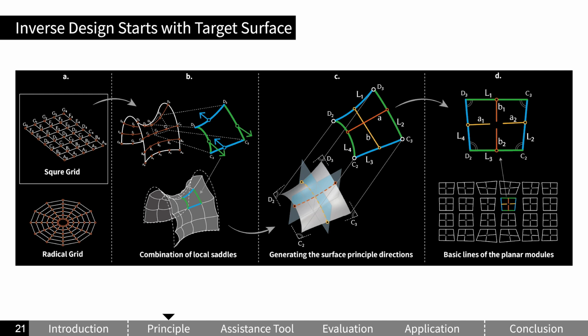Drawing a straight line between the intersection points on opposite edges obtains the arm's length, direction, and rotation degrees. Finally, the edge length and angle degrees for the 4 corners of each saddle surface are extracted, generating the basic lines of the planar modules for processing data.